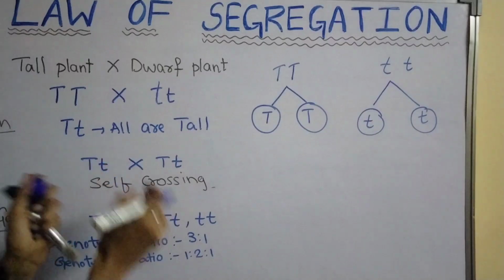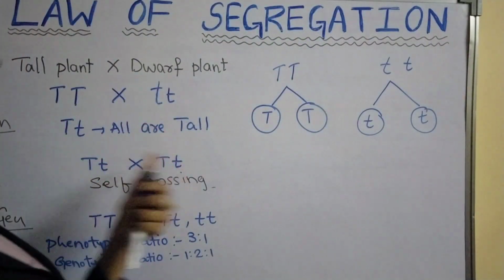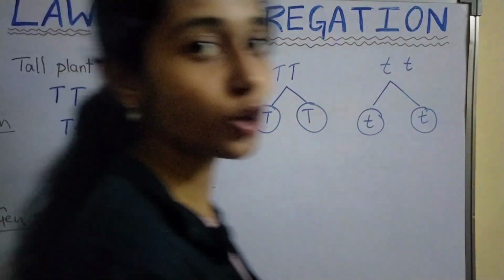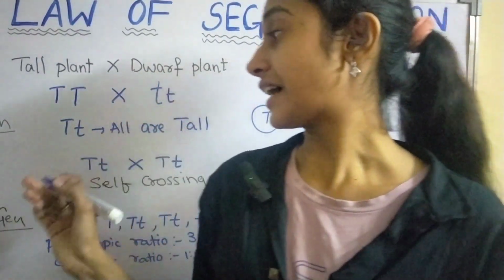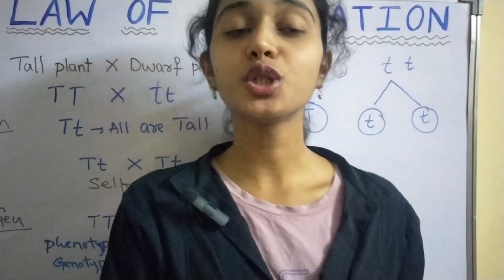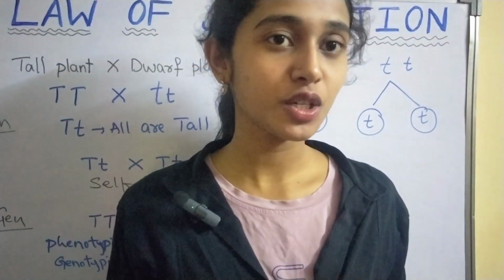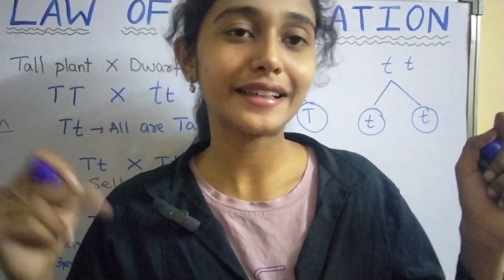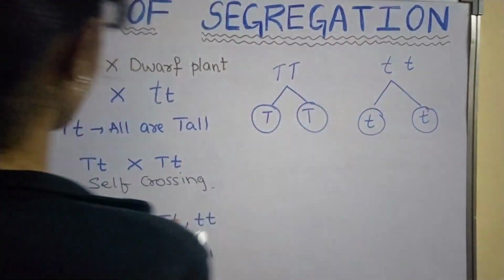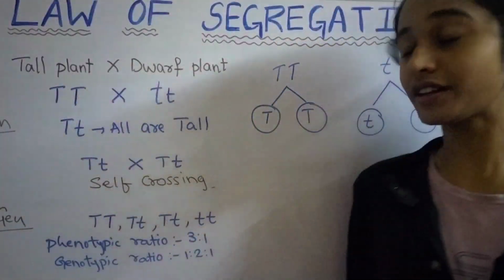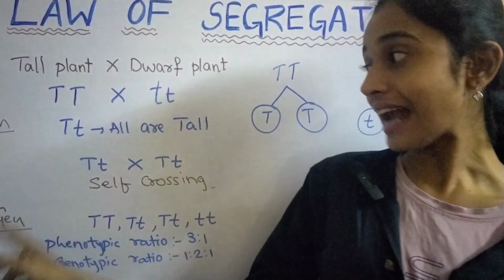Okay, so in the F1 generation, we get all tall plants because of the dominance. If anyone doesn't know about the law of dominance, do watch my previous video. I'll provide you the link in the description and also on the I button. So we get all tall plants in the F1 generation.